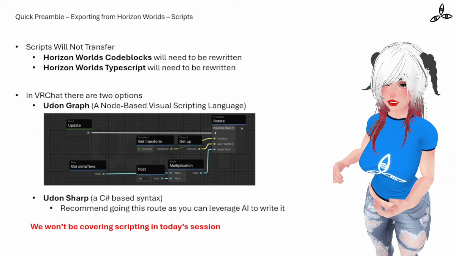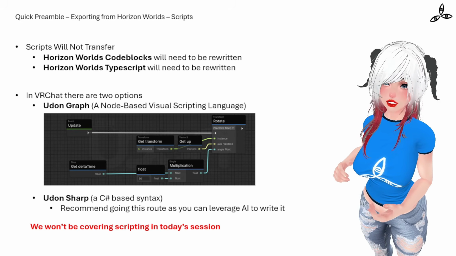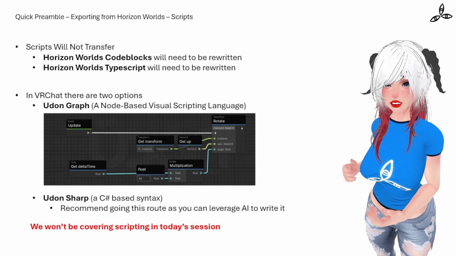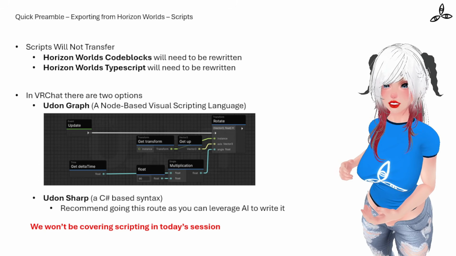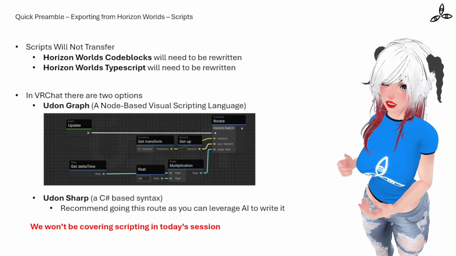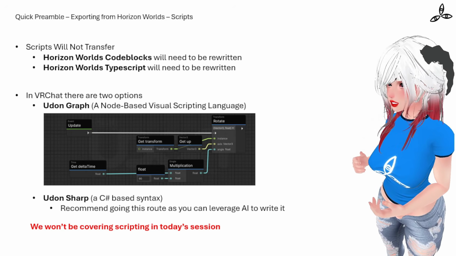But here's the thing. When you're exporting to VRChat, you've only really got 2 methods of scripting, and they're good. One of them is Udon Graph, which is a node-based visual scripting language. A fairly quick go of it. It is quite tough. I would say it's very, very tough.